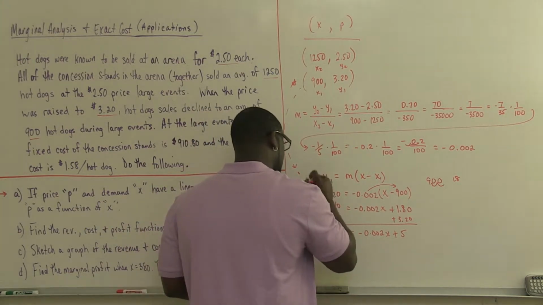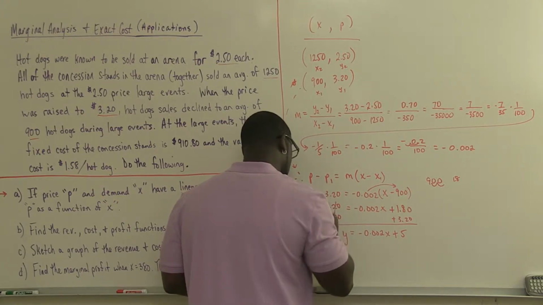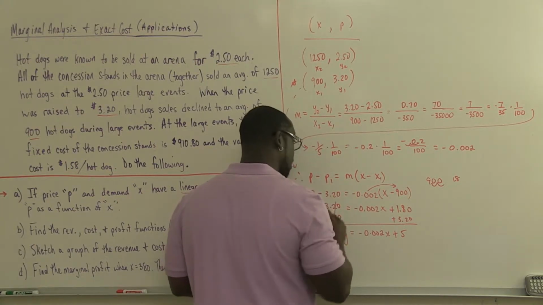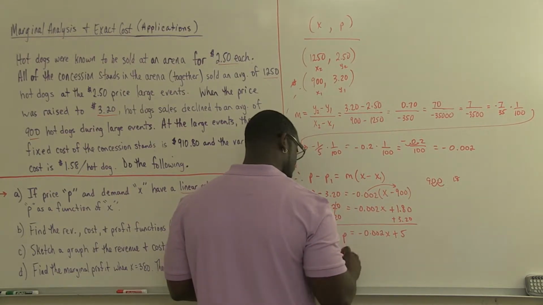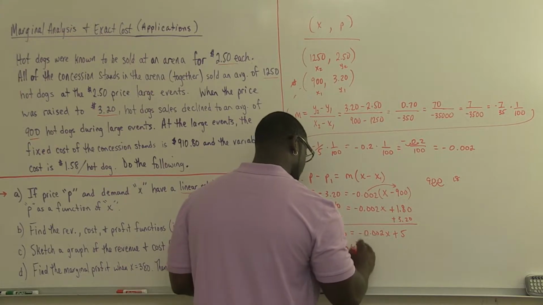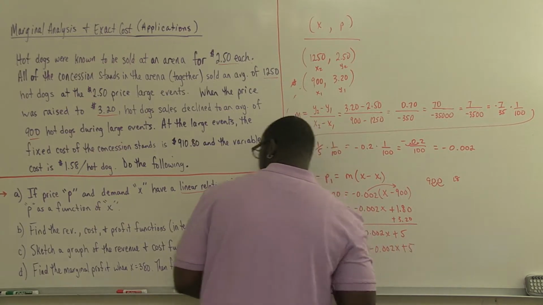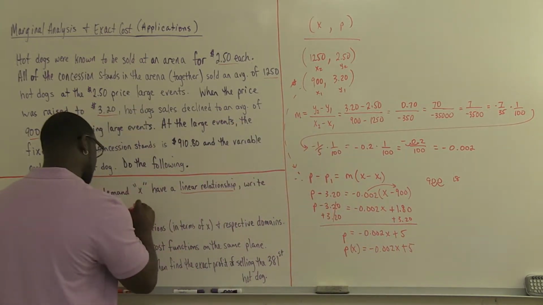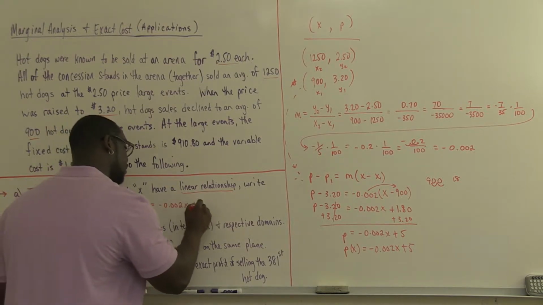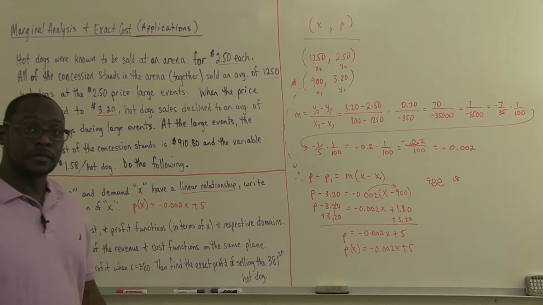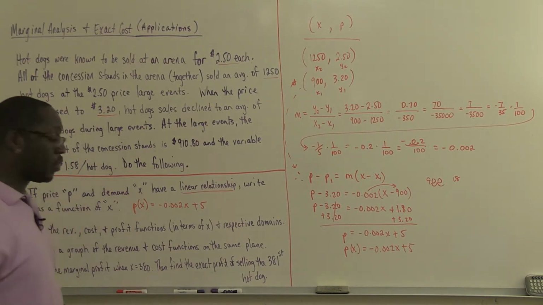So here, this would be a P, this would be a P, P, P, and P. And so we have P of X is minus 0.002 X plus 5. So this is what our price function would be in terms of demand. Okay. So now we'll go ahead and move on to part B.